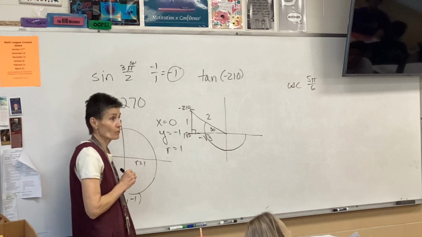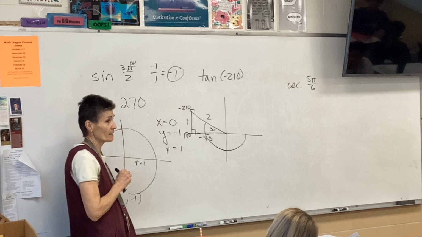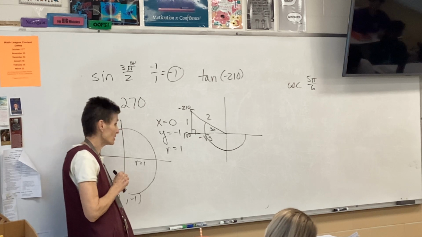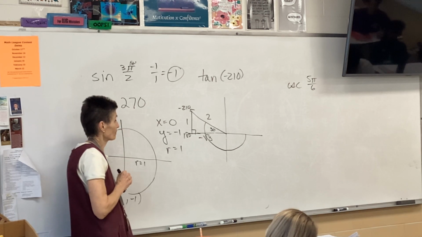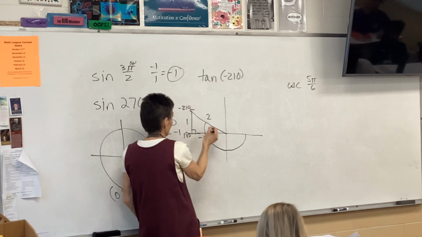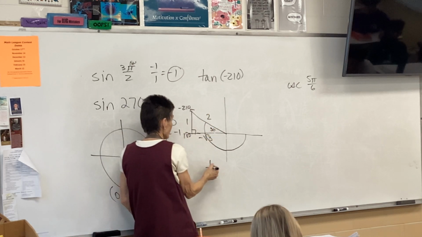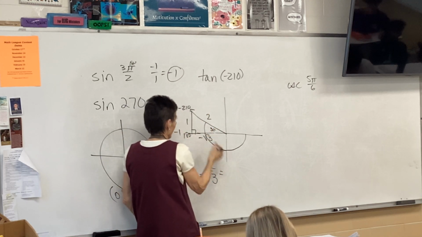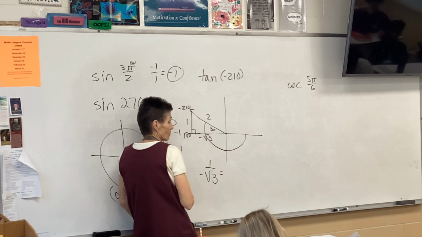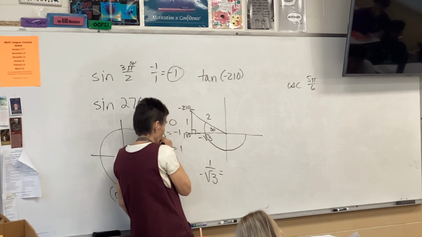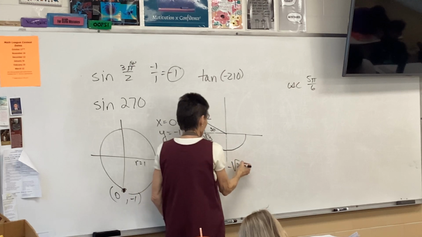I'm noticing in your homework, some of you are leaving out the negatives. Gotta pay attention to where you are. Tangent, opposite over adjacent, y over x, whichever way you think about it. Negative root 3 over 3.